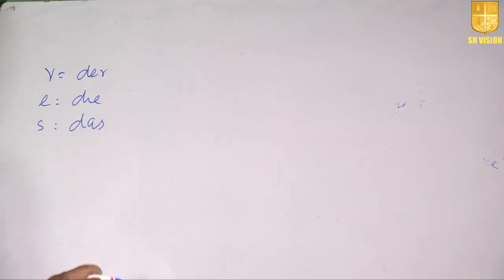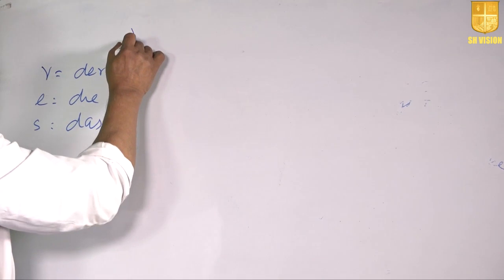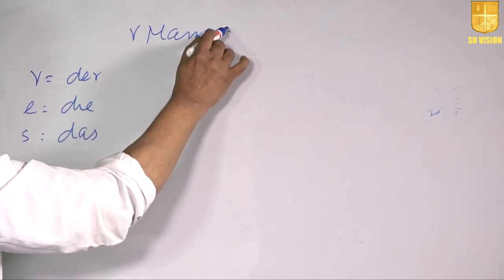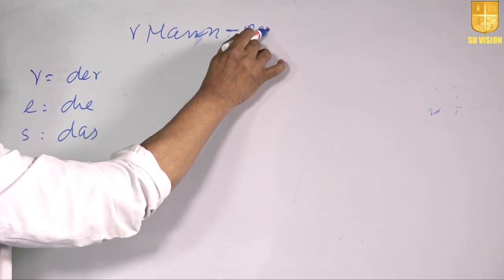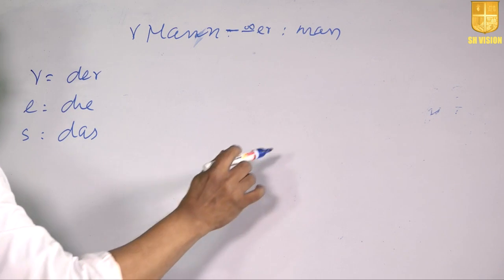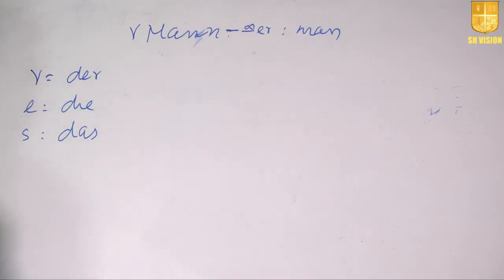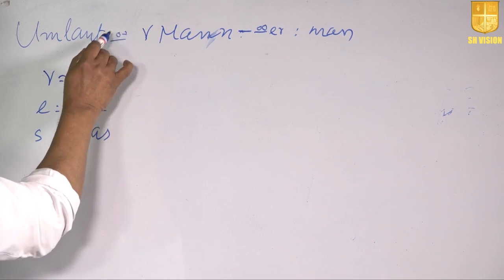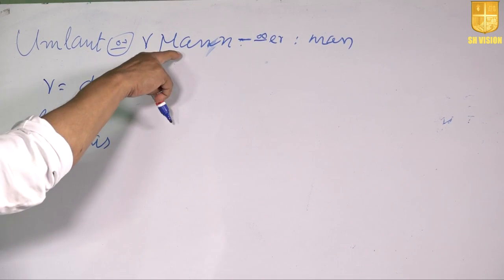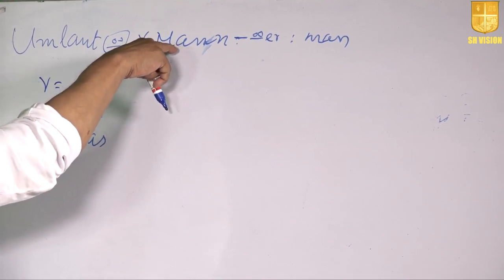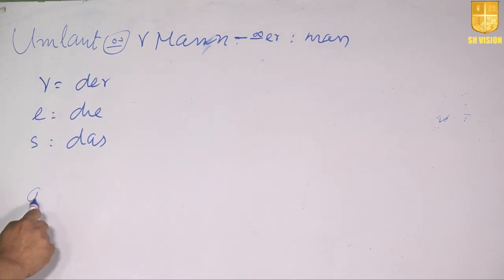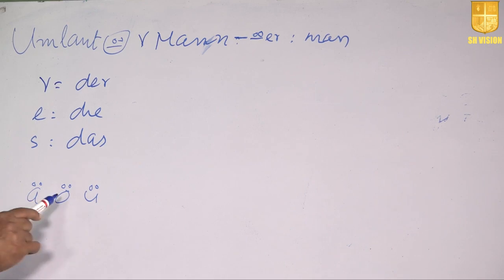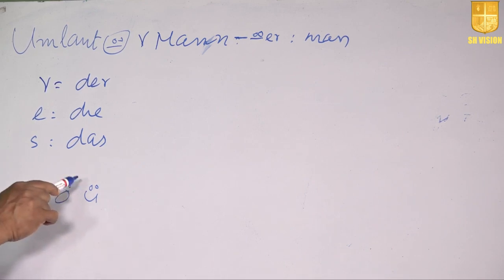So when you write the noun, you need not write the entire article. For example, der Mann, plural is die Männer. So the plural is Männer. What does this mean? That is umlaut. Remember that. Umlaut is the two dots above the vowel. Only three vowels have it: A, O, U. So these three vowels have the so-called umlaut.